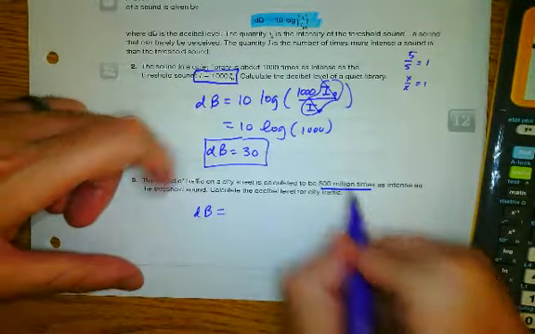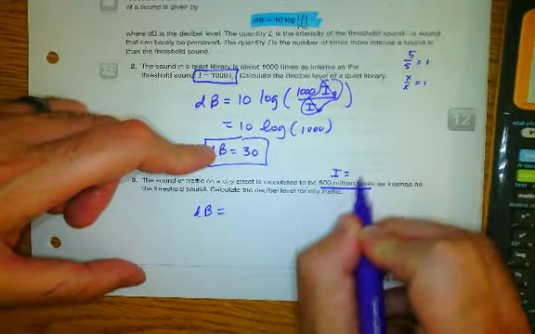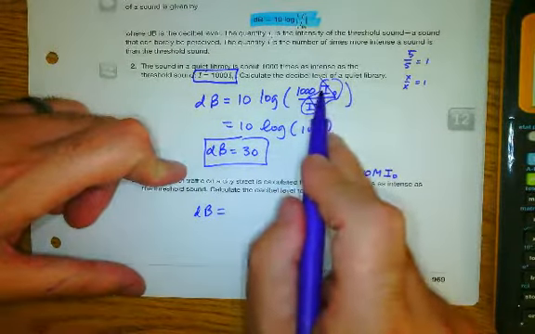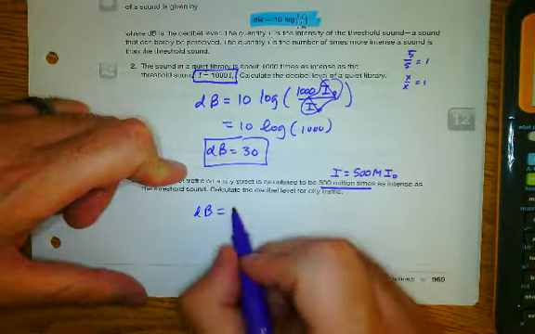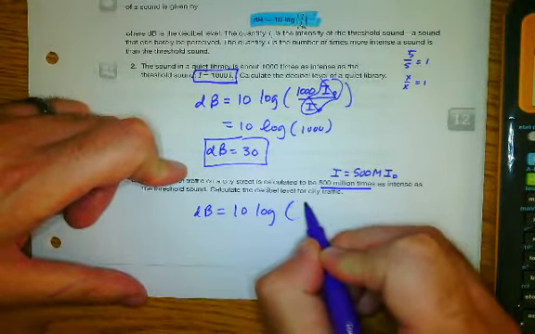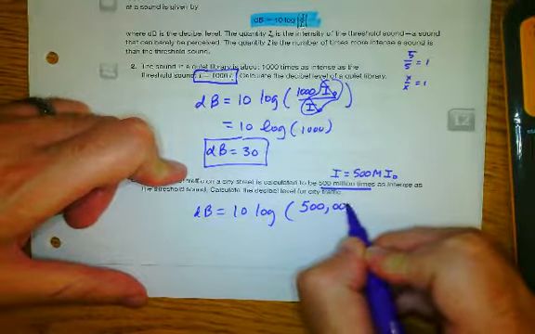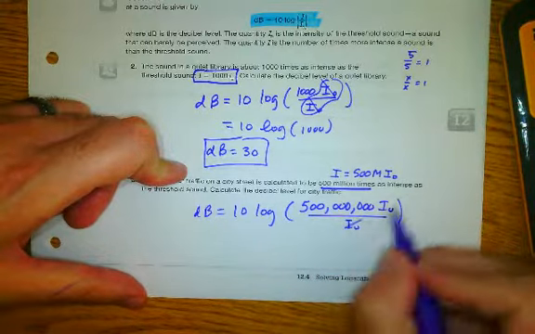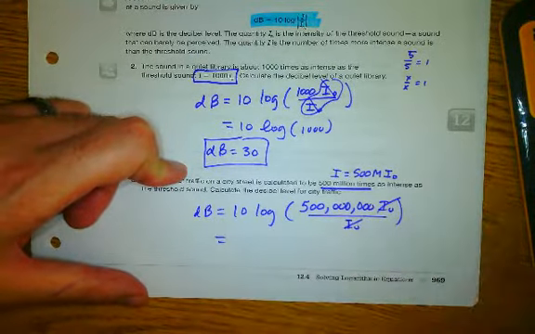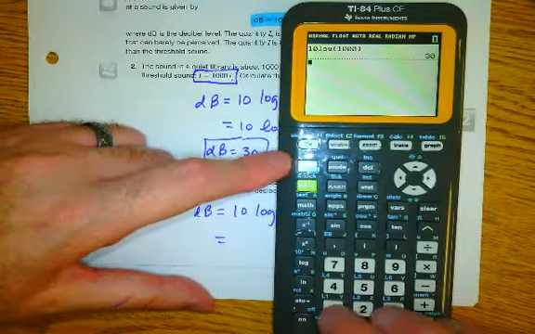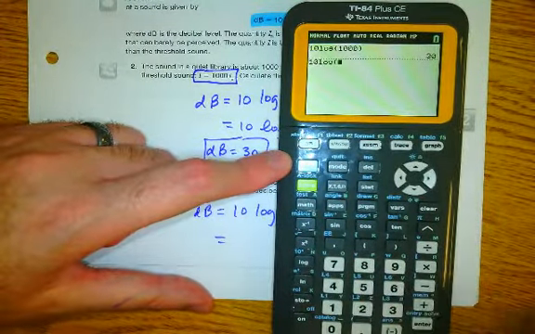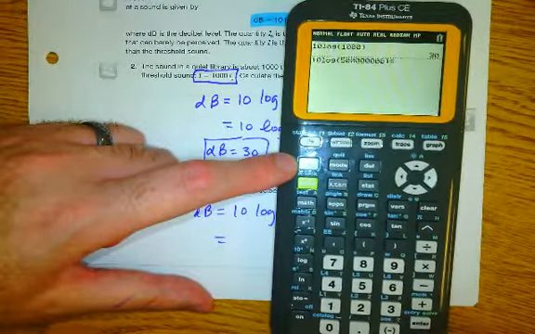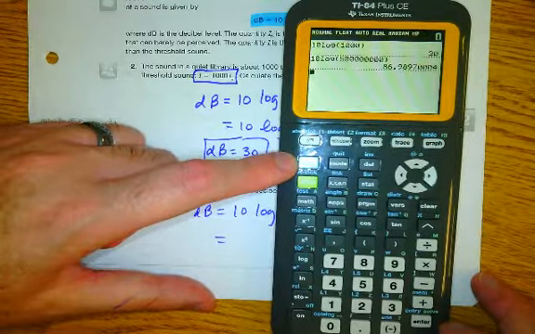So this tells us that I equals 500 million I naughts. Same idea as up here, we're just typing it in slightly differently. Alright, so we're going to write 10 log 500 million I naught divided by I naught. And these will cancel again, so all we care about is this equation. So let's type that exactly into our calculator. 10 log 500 million. Decibel level would be 86.9, almost 87 decibels.